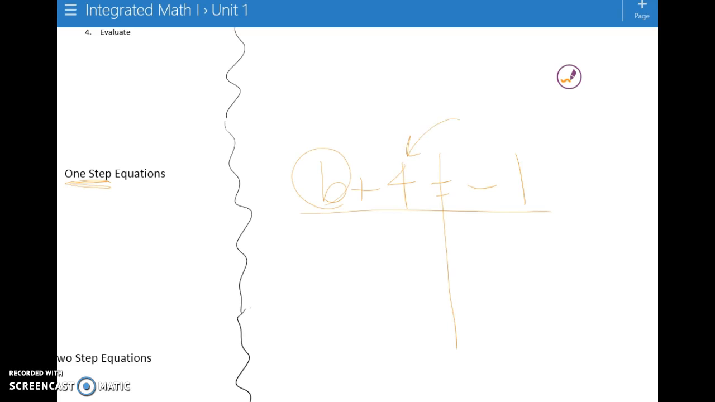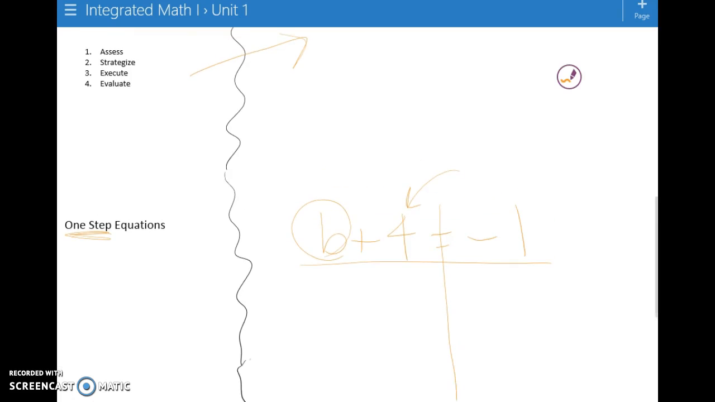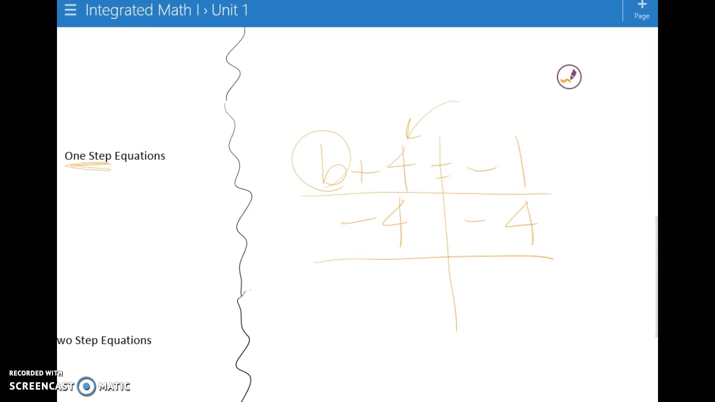You see how I assessed the situation. I assess what I need to do. My strategy is, okay, if I need to get rid of 4, 4 is positive, so I need that to go away. So I'm probably going to subtract 4, because if I subtract 4, it would give me 0. So I subtract 4, and I'm going to subtract 4 on both sides.